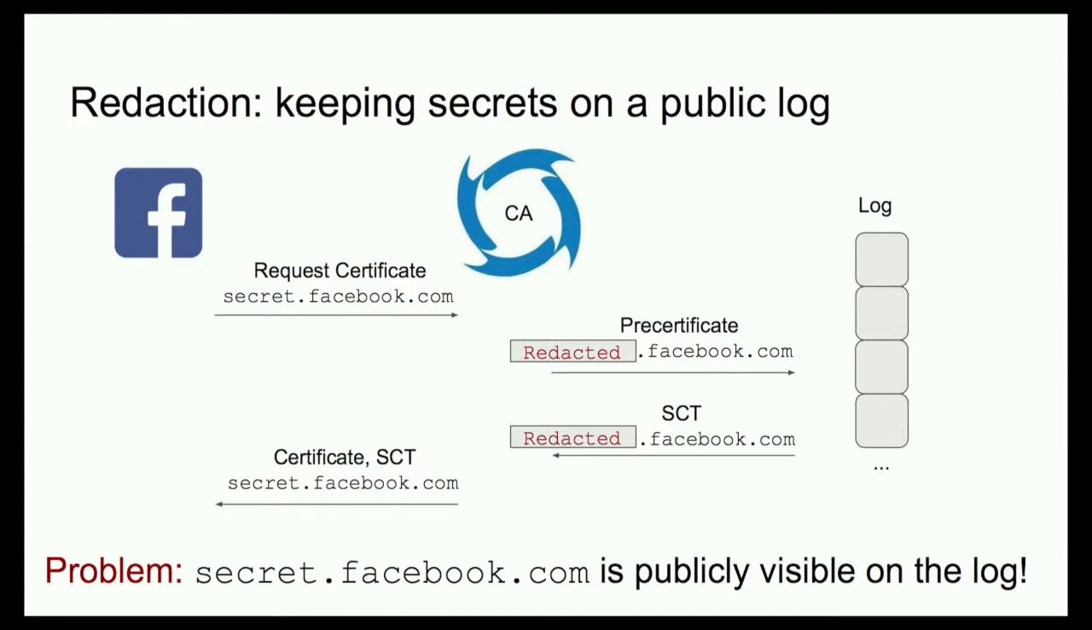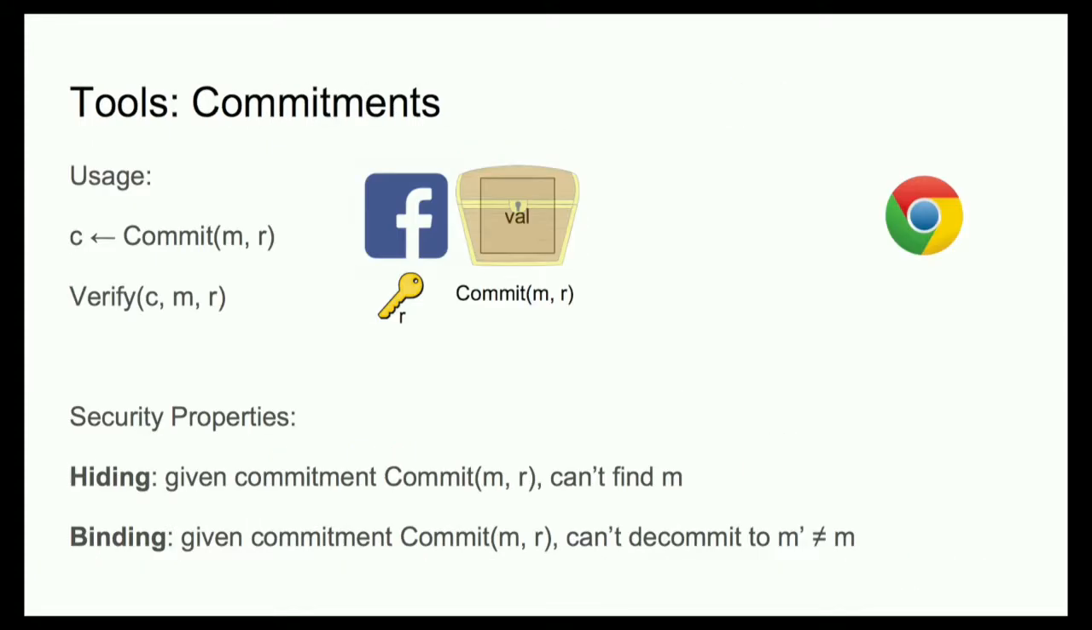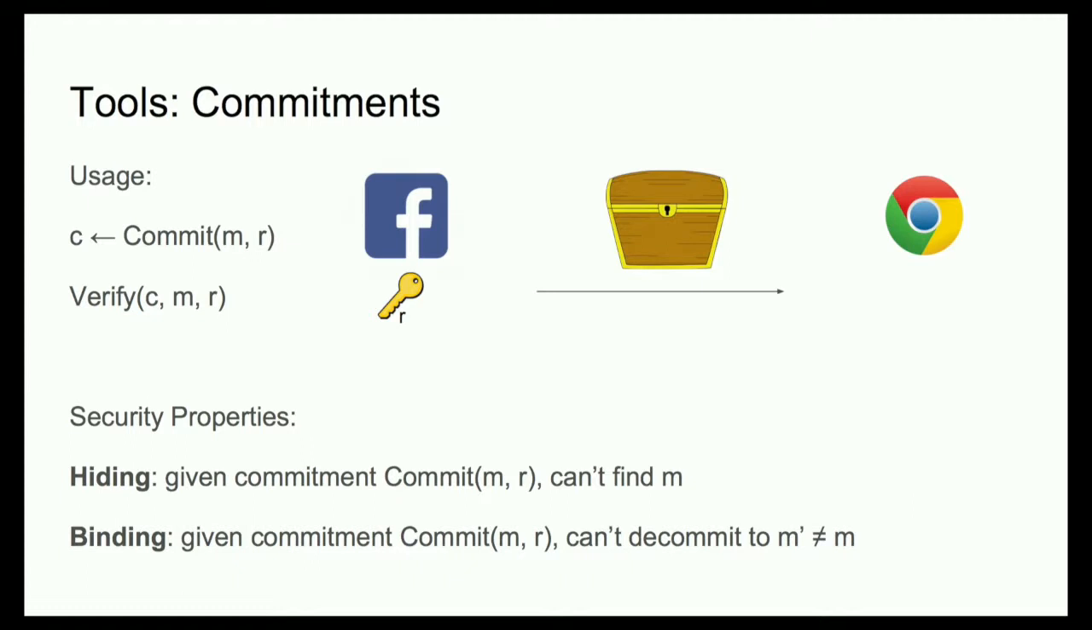So the crypto tool that we're going to use to achieve this is called a commitment. And a commitment is the cryptographic equivalent of having a lockbox. So what you can do is you have some value that you want to commit to, and you put it inside of a commitment, and then you send it over to somebody else, and there are two properties that you want to get out of the commitment. The first property is a hiding property.